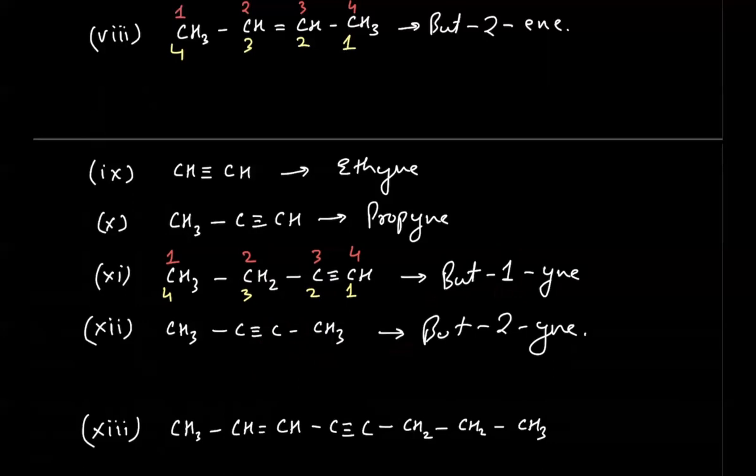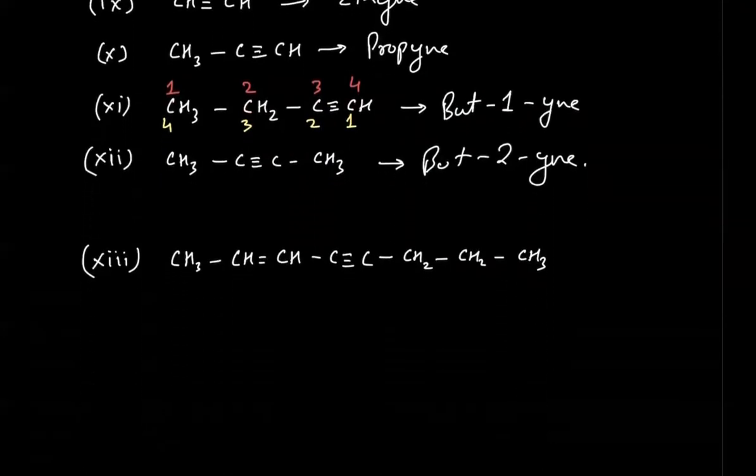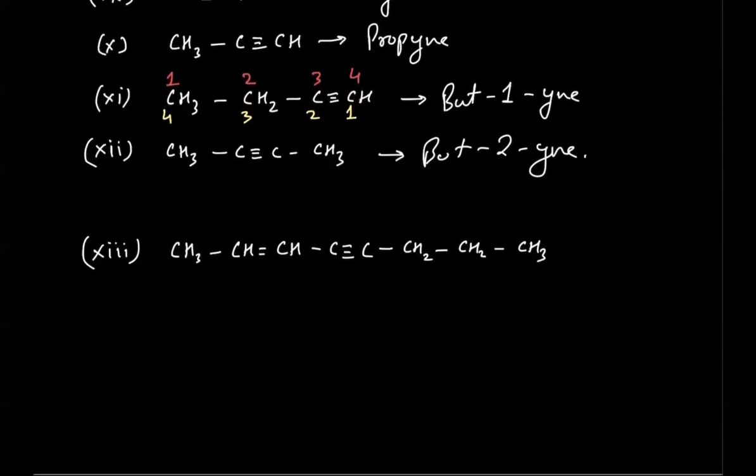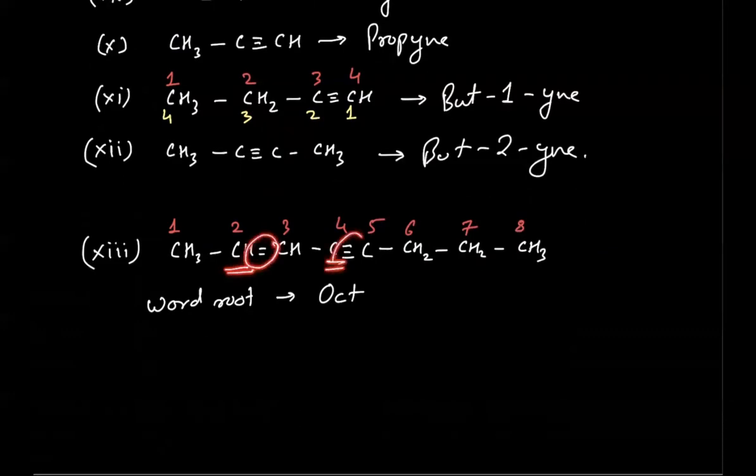Let's look at a little more complex example where you have both a double bond and a triple bond. So how do you go about it? Let's see. There are how many carbon atoms? 1 2 3 4 5 6 7 and 8. The word root will be oct. Now we need to number the carbon chain. So we start numbering from 2 different sides and we'll see. So you have 1 2 3 4 5 6 7 and 8. In this numbering you give number 2 to the double bond and you give number 4 to the triple bond.